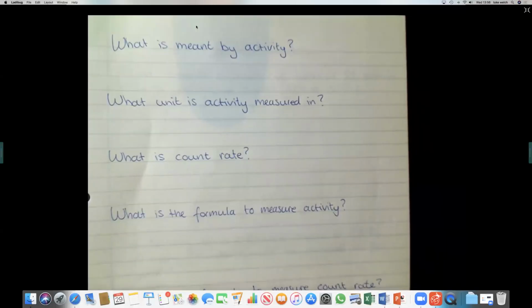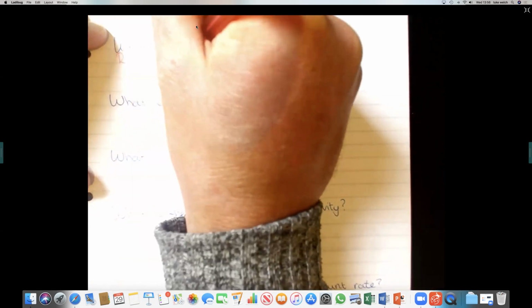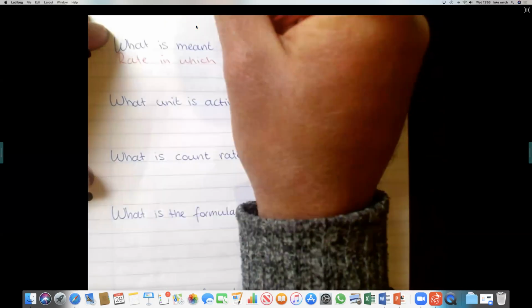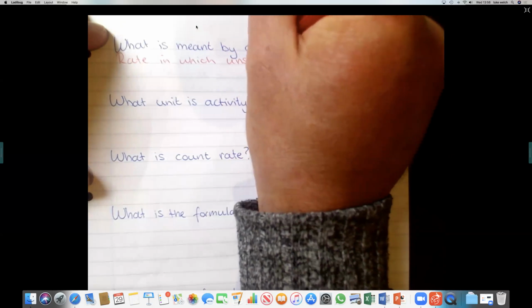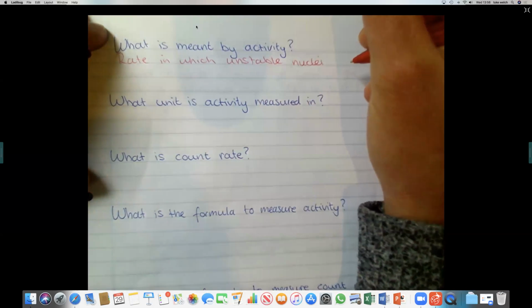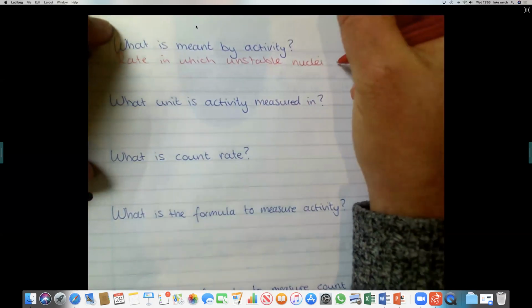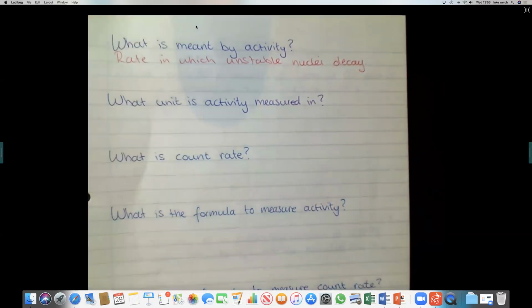Okay, so what is meant by activity? What do I mean by activity? So, in this case, the activity means the rate in which unstable nuclei or isotopes decay. That's the activity, how active something is, how fast it decays.